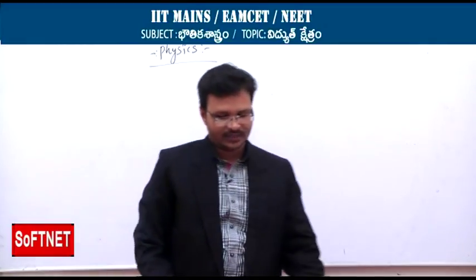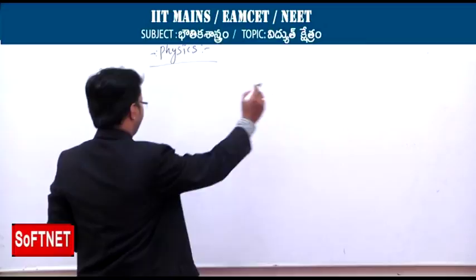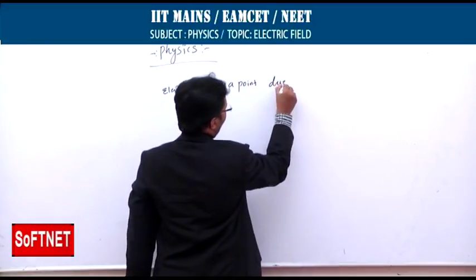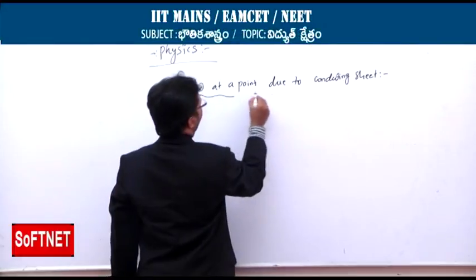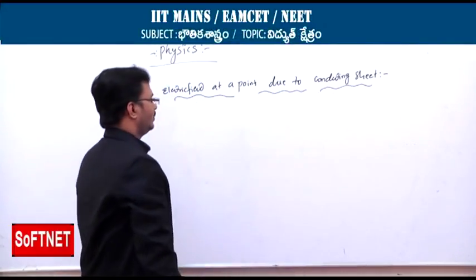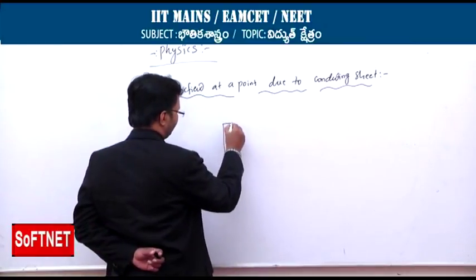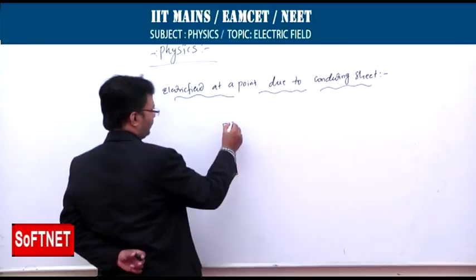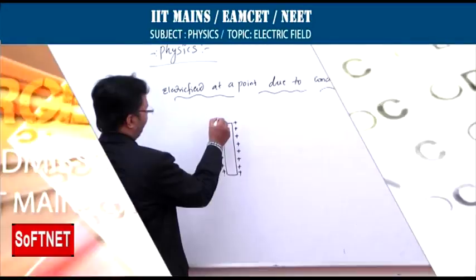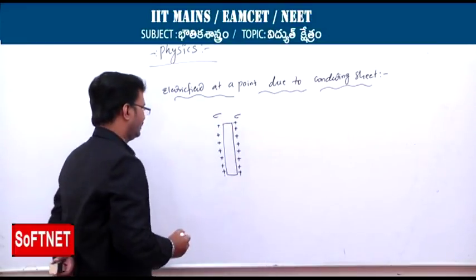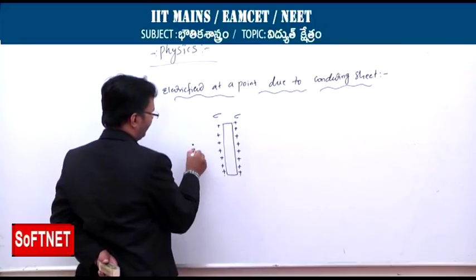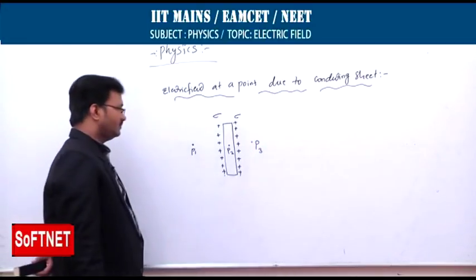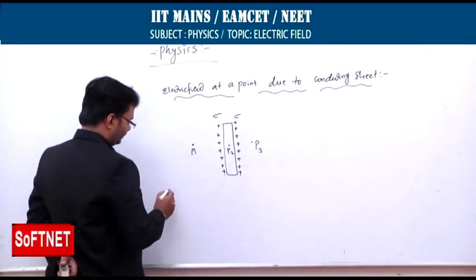Now, we discuss one more application: electric field at a point due to a conducting sheet. What is a conducting sheet? For example, I am taking one sheet. If charge is given to this sheet, the total charge accumulates on the surface. Surface charge density, take it as sigma only. Now, consider 3 points: P1, P2, P3.